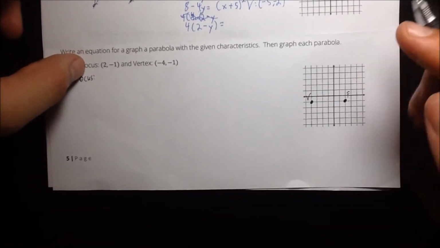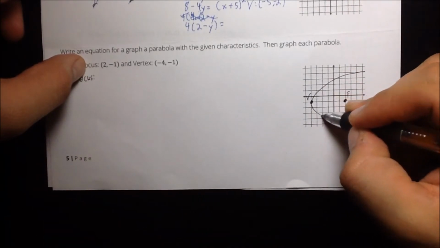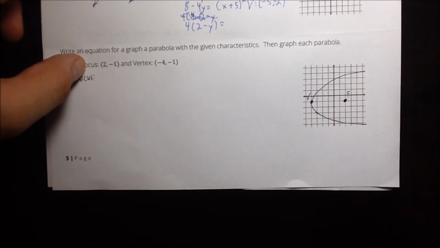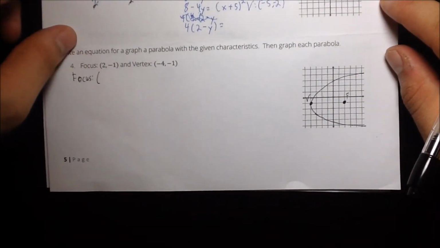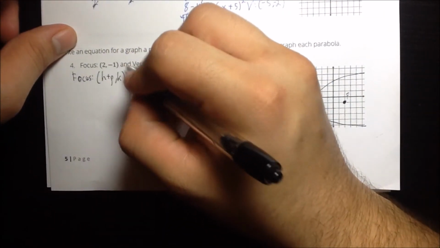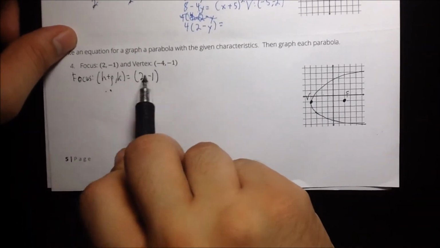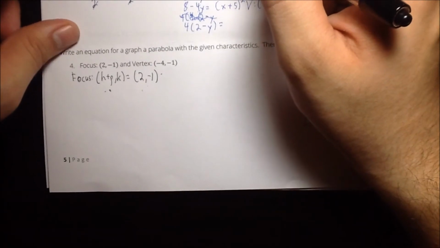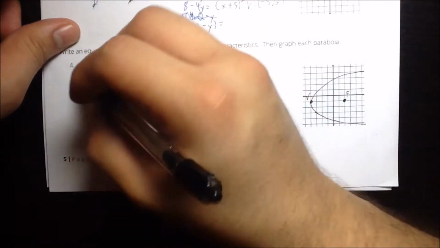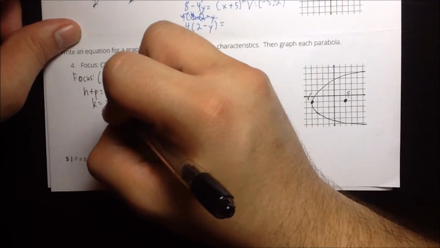And so anyway, what this looks like is, again, because the vertex wants to eat the focus, it's going to have something that looks like that. So the focus is going to actually be (h plus p, k), which is equal to (2, -1) as given by the problem. So again, standard equation of the focus and then what the focus is in the context here. So what that tells us is that h plus p is equal to 2 and that k is going to be equal to -1.